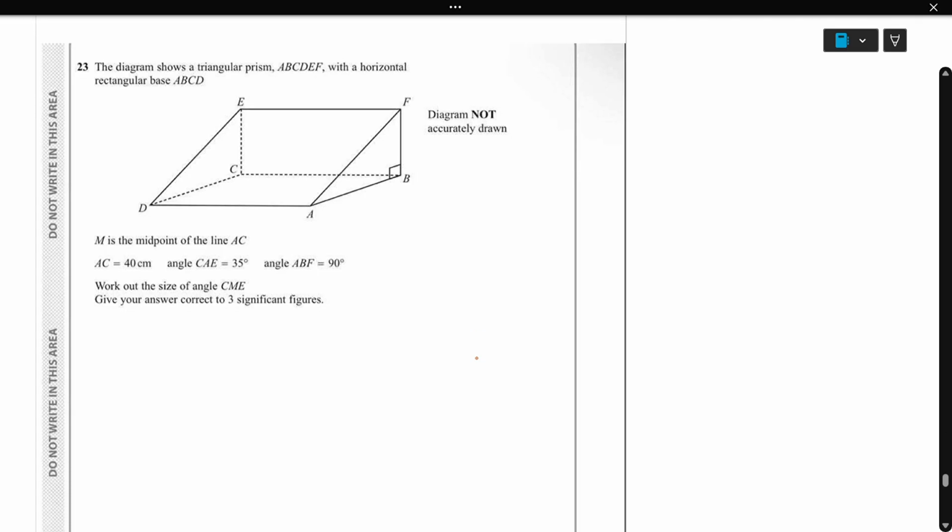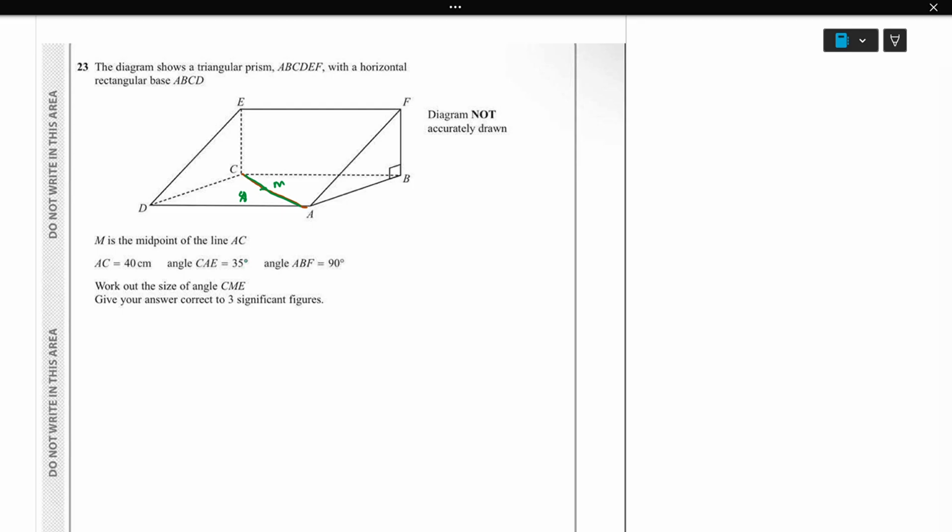Next question. The diagram shows a triangular prism ABCDEF with a horizontal rectangular base of ABCD. Okay, so M is the midpoint of line AC. Here we'll take M. M is the midpoint. AC 40 is given. AC full length is 40. This entire length is 40.